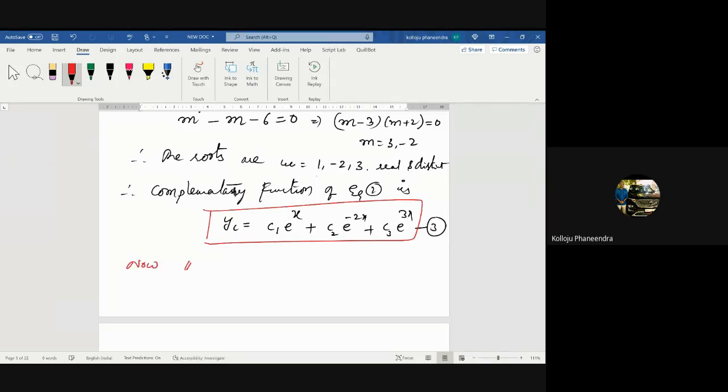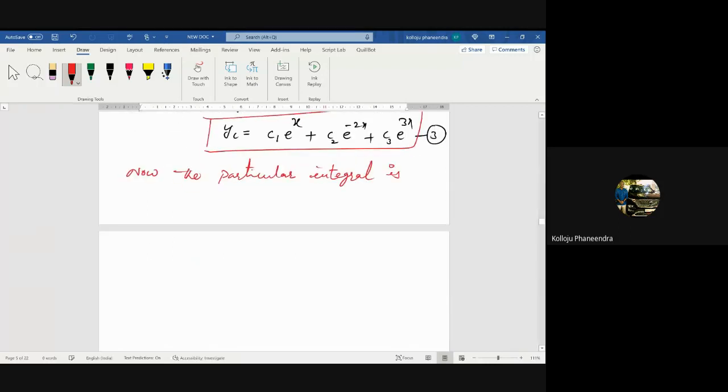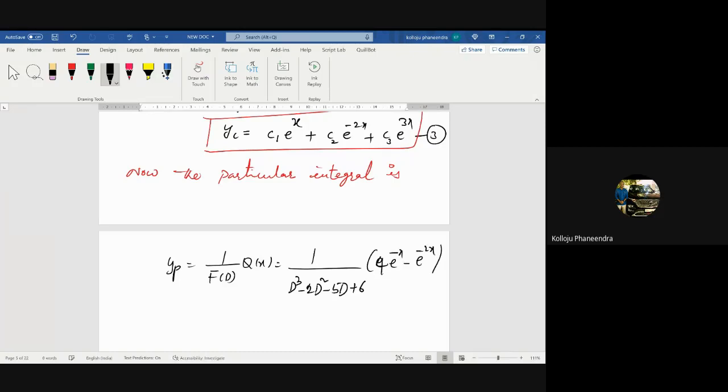Now, the particular integral Yp I have to calculate. The particular integral is Yp equal to 1 by f of D into Q of x. So what is f of D? D cube minus 2D square minus 5D plus 6, into the right side function, which is 4 e power minus x minus e power minus 2x.